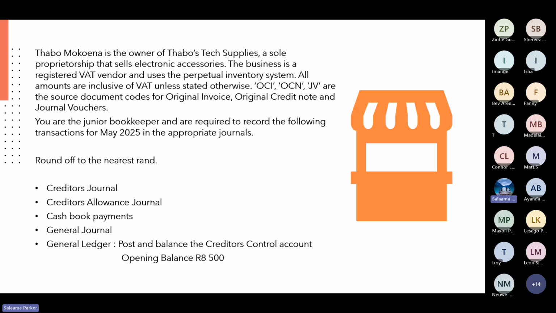Okay, and this is what we want you to do: creditors journal, creditors allowance, cash book payments, general journal, and then post and balance the creditors control account. And I've given you an opening balance. Okay. So in these journals, my focus would be that I need to balance or post anything regarding creditors to this control account.